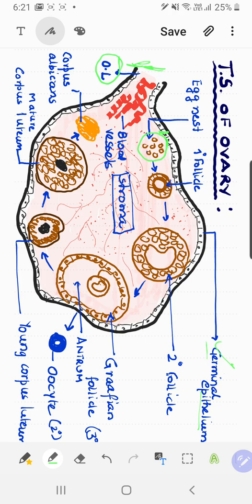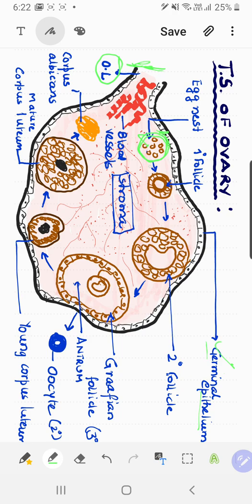Whatever has already come out in the form of this egg nest, you can see there are many there, and these all are immature, but they are queued up. At every monthly cycle, one follicle would go further and it will start developing. So the collection of all the primary follicles, you will call it egg nest. These are not primary, rather primordial follicles. You call it egg nest.